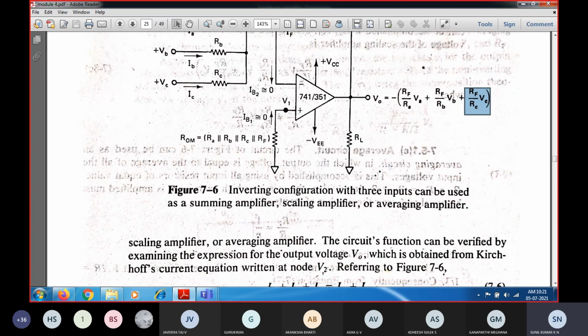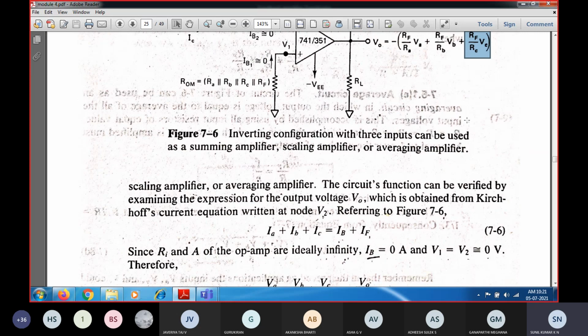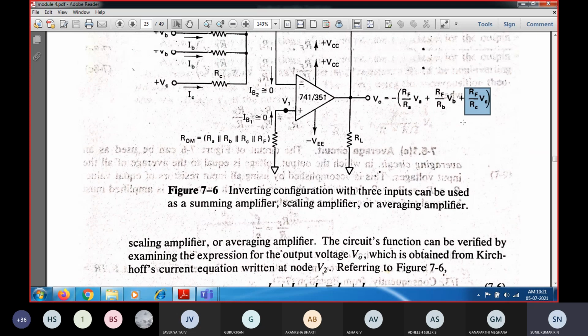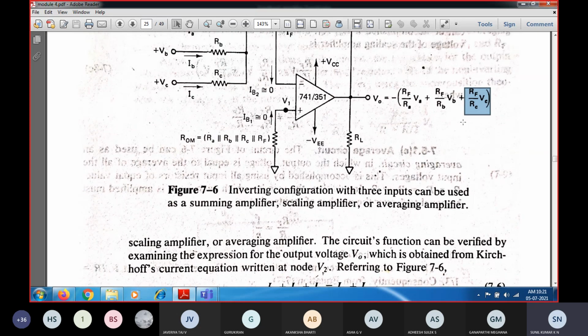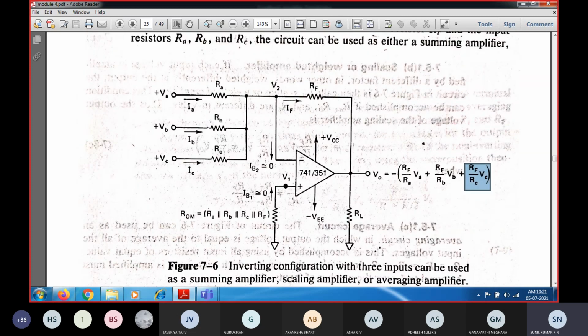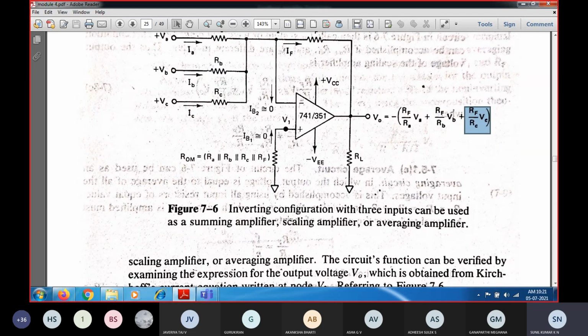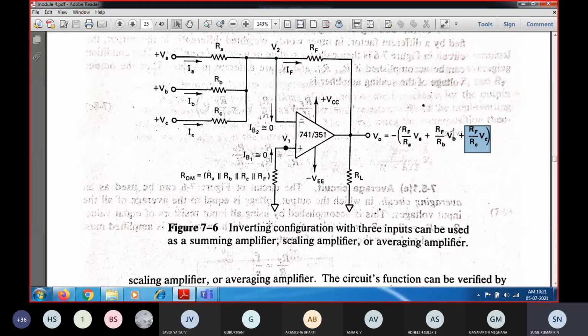We will see how you will be getting this sum of the voltages. So that is about the inverting configuration with three inputs being used as an inverting summing amplifier. At the same time, how are you going to use the same circuit as a scaling amplifier, with the same three input voltage sources? So wait a minute.